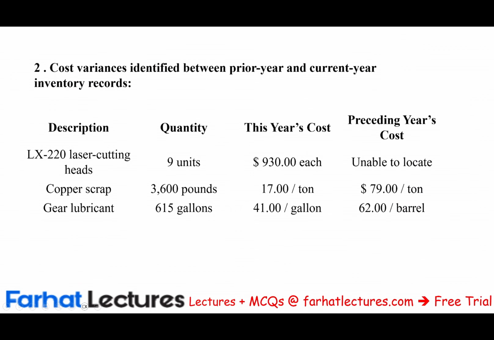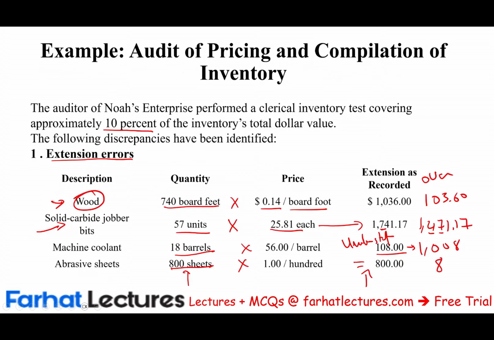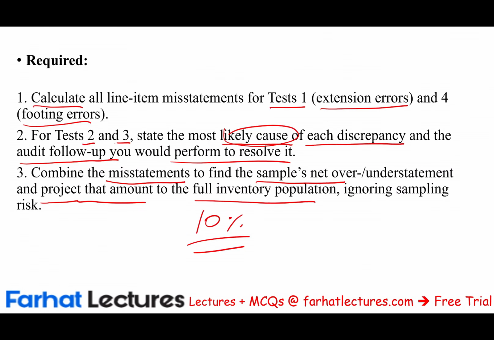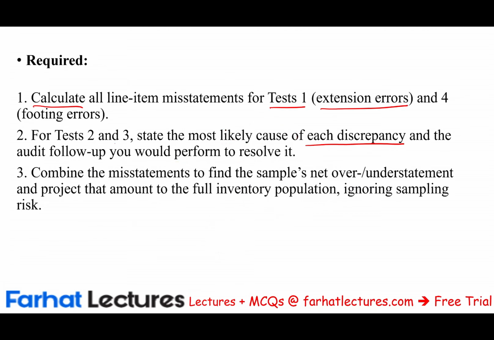Now let's look at test 2. In test 2, we have cost variances identified between the prior year and the current year inventory record. Let's see what we are supposed to do for this. For test 2, and test 3 for that matter, but now we're focusing on test 2: state the most likely cause of each discrepancy and the audit follow-up you would perform to resolve it.